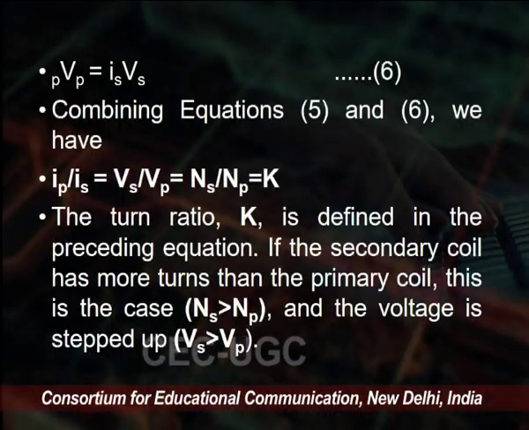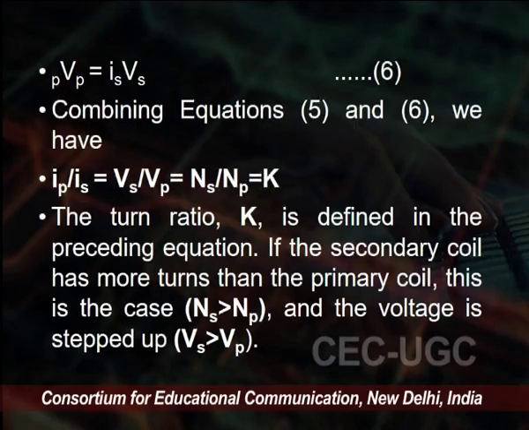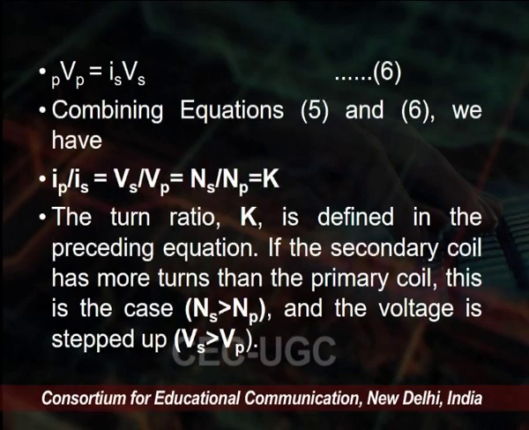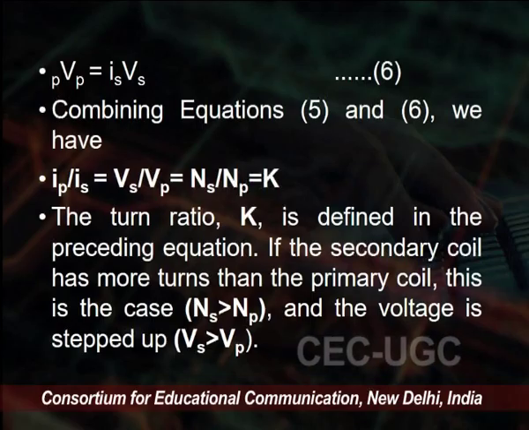The power input and output will be equal if the transformer is perfect, or 100% efficient, with no energy losses. That is only the case of the ideal transformer. So, we can have Ip Vp is equal to Is Vs. Combining the previous equation with this, we have Ip by Is is equal to Vs by Vp is equal to Ns by Np is equal to K. What is this K? It is equal to the turn ratio. So, it is defined in the preceding equation.